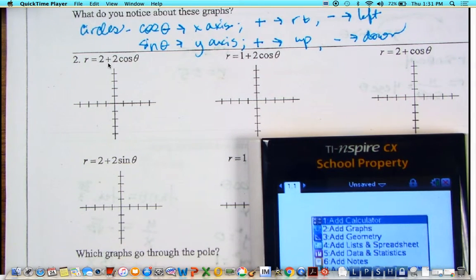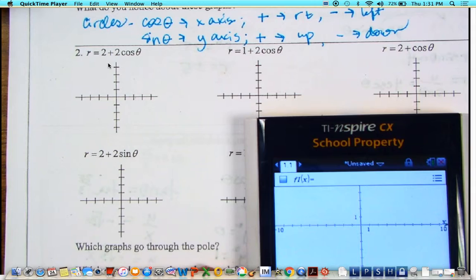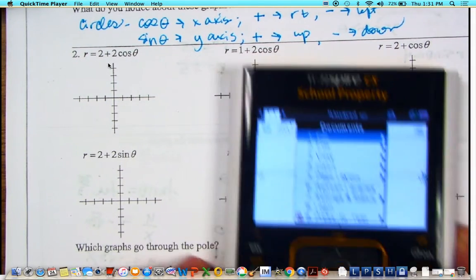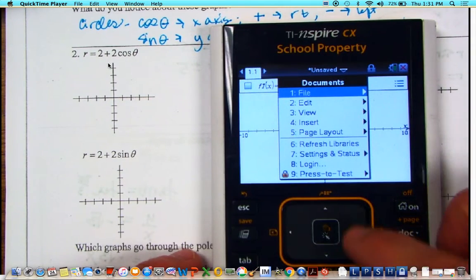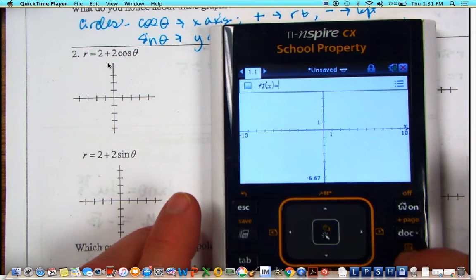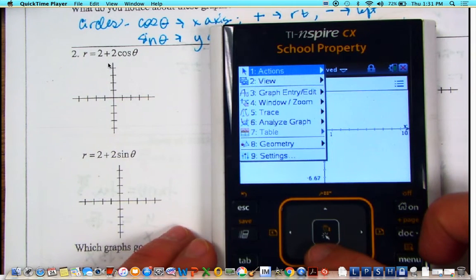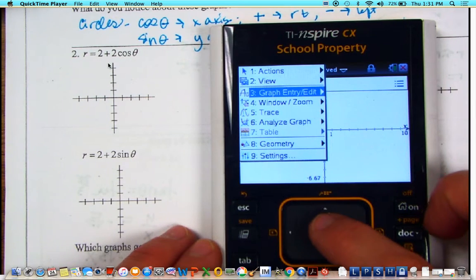Coach Sanders, how do you set this up? I'll show you right now. So I'm going to add a graph. Hit menu, and then you go to graph entry edit, right? And you hit that.